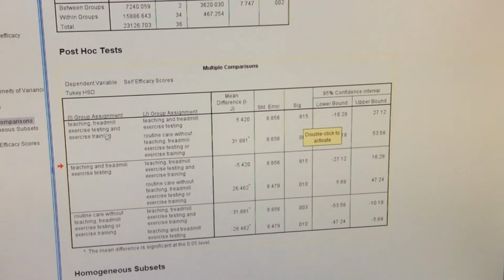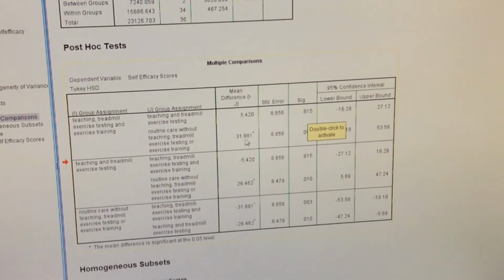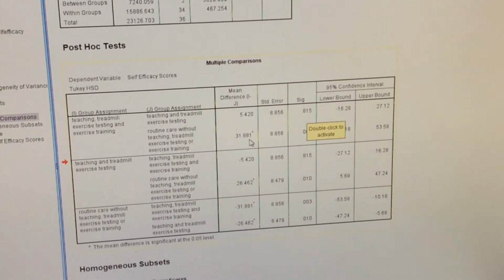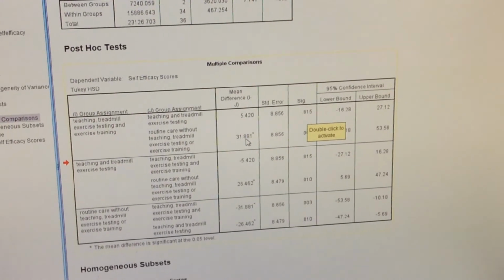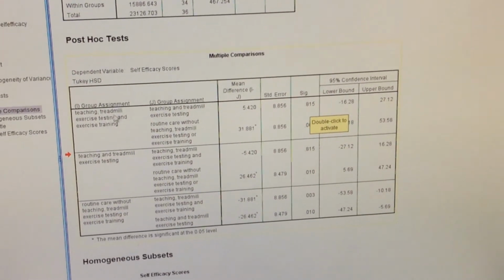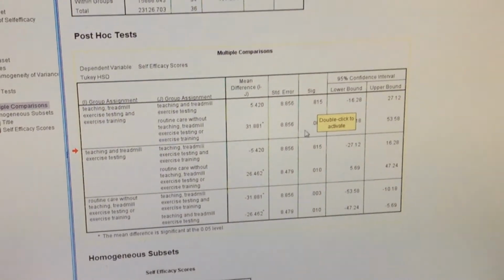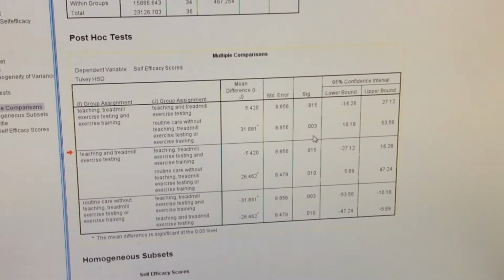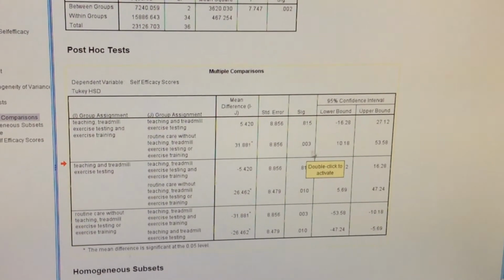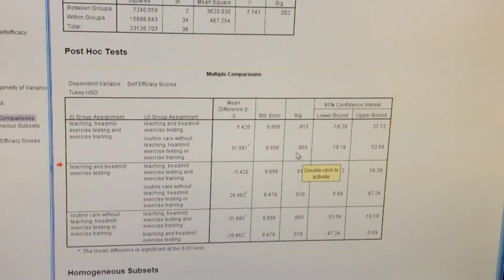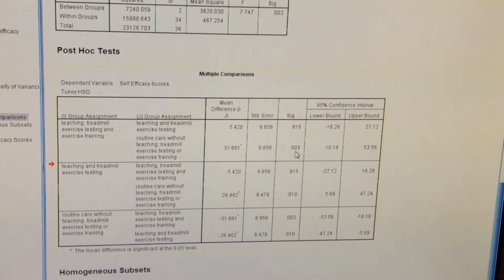Okay, so if we look at group 1 compared to group 3, our mean difference is 31.881. Again, who has a higher self-efficacy? Group 1, because it's I minus J. And this is significantly different. It is statistically significant because this p-value is less than 0.05.